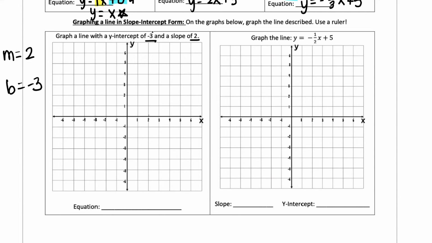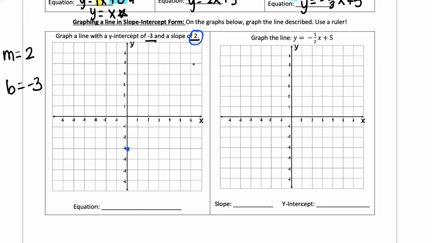So in order to plot the y-intercept, we're going to find the y-axis and go to the value that was given. So the y-intercept is negative 3. So that's 1, 2, 3 spaces below the origin on the y-axis. So that's one point that I already know will be on my line.